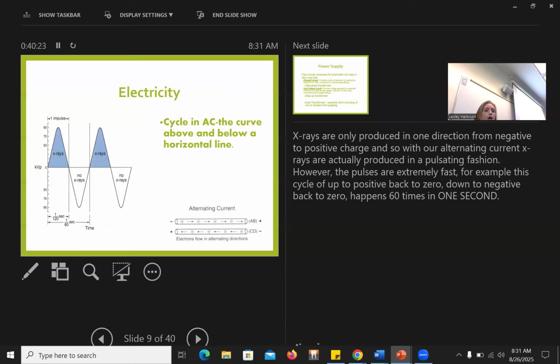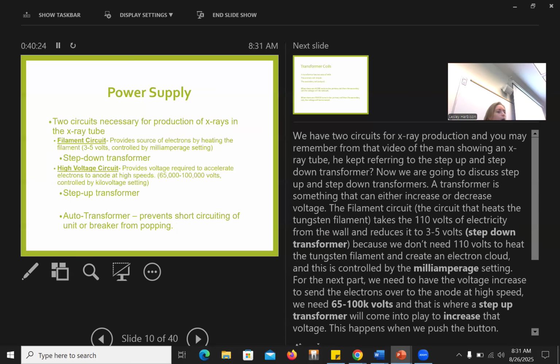Okay, so more about the power supply. These two circuits that are underlined are really important. They're questions on tests. It's going to ask you about the filament circuit and the high voltage circuit and different things about it. So this is all very important information, with lots of test questions on it. For the power supply, inside the machine there are two circuits and they regulate the flow of electricity in order to produce x-rays.